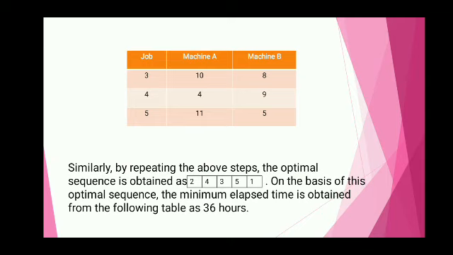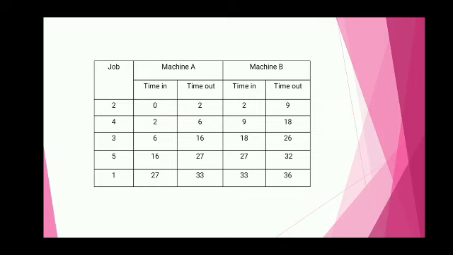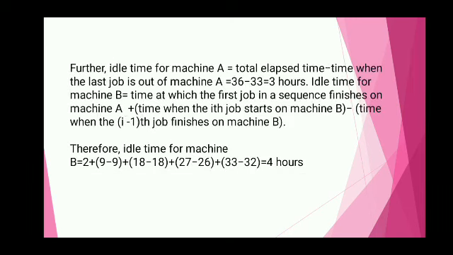On the basis of this optimal sequence, the minimum elapsed time is obtained from the following table. Job sequence 2, 4, 3, 5, 1. This is the optimal sequence. The total elapsed time is 36 hours. Further, idle time for machine A is equal to total elapsed time minus time when the last job is out of machine A, which is equal to 3 hours.